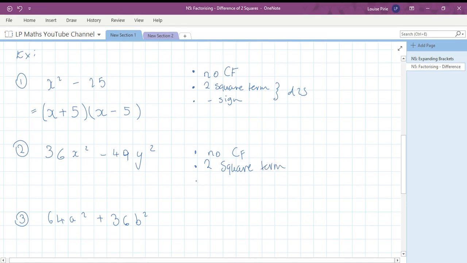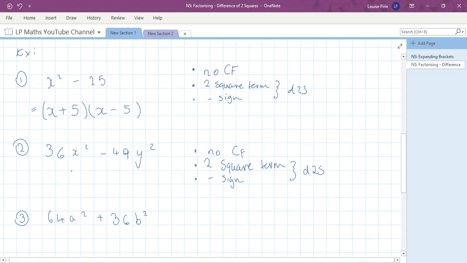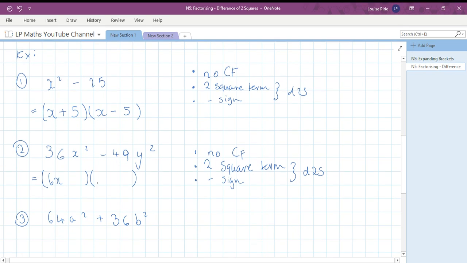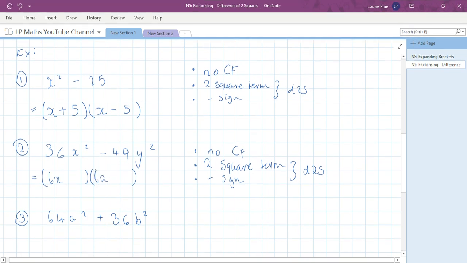And do we have a minus sign? We do have a minus sign. So with these two conditions met, we have a difference of two squares. I'm going to open my brackets. First position, we're going to square root the 36, which is 6. We're going to square root the x squared, which is x. That's in first position. We're going to square root the 49, which is 7, and we'll put the y in. We have one plus and one minus. Doesn't matter what order.